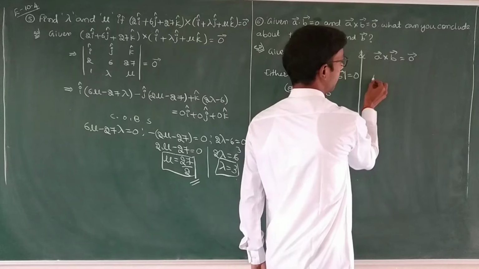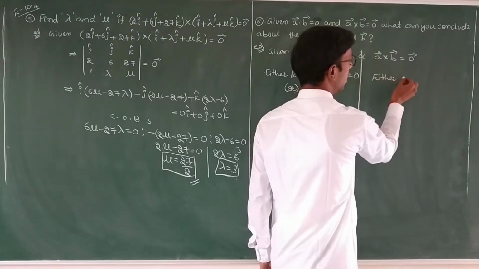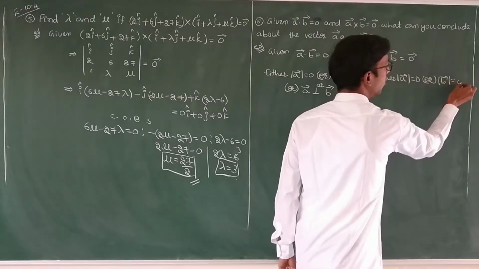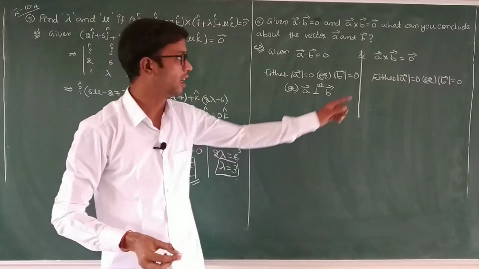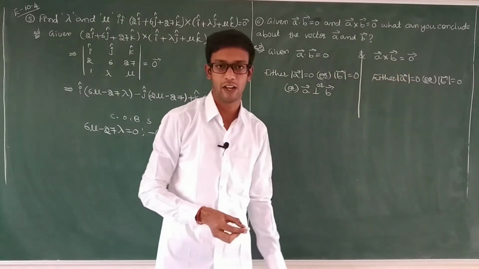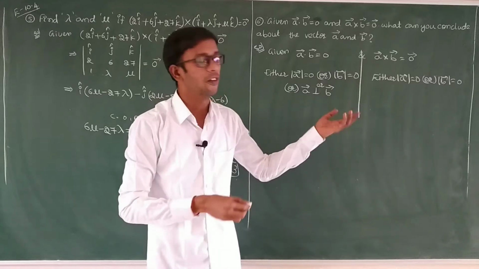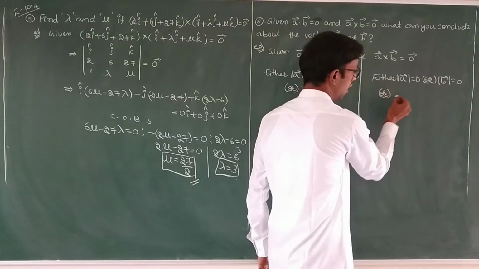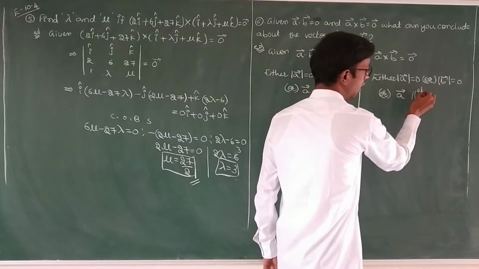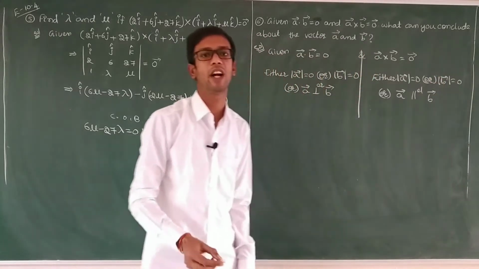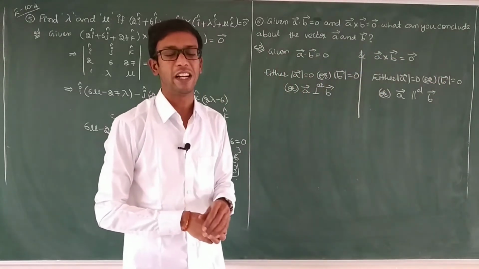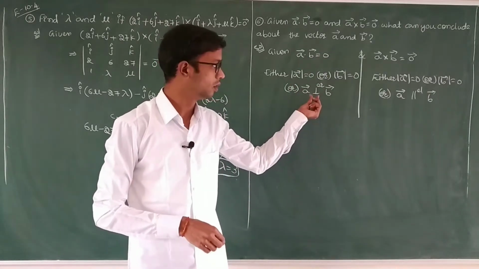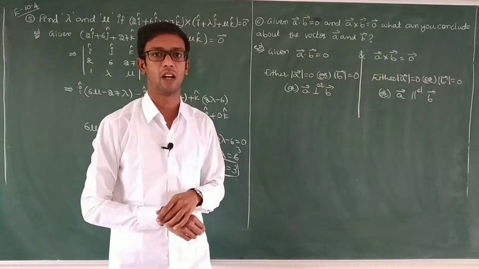Next, this side: either magnitude of a bar equal to 0 or magnitude of b bar equal to 0. If any one is a 0 vector, then the cross product is a 0 vector. But if they are non-zero vectors, the cross product being 0 means a bar is parallel to b bar. So we have the condition that with cross product 0 the two vectors are parallel, and with dot product 0 and non-zero vectors, both vectors are perpendicular.